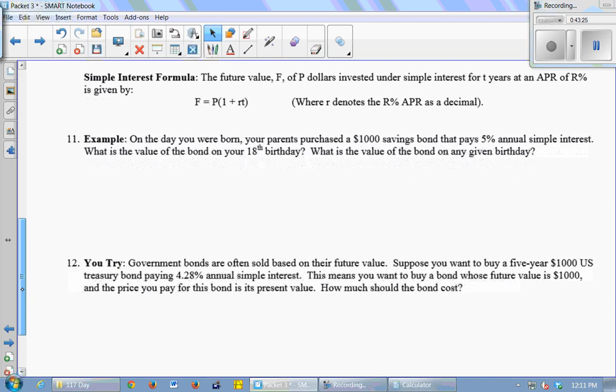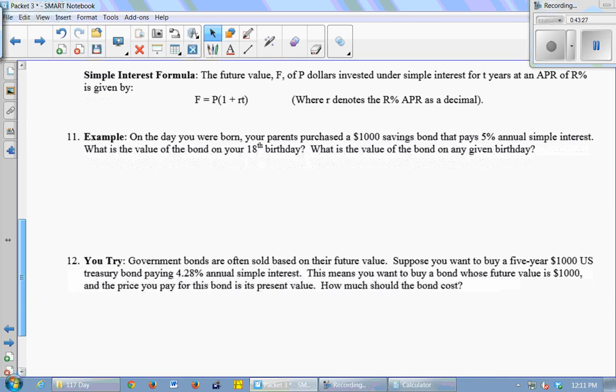So the simple interest formula is this formula. F is for future value. P is for present value or principal, the initial amount. So P dollars is your initial amount invested. T stands for years, and little r is the APR represented as a decimal.